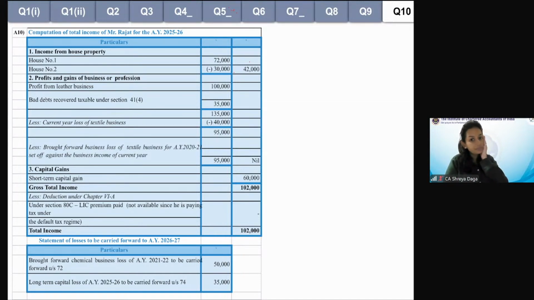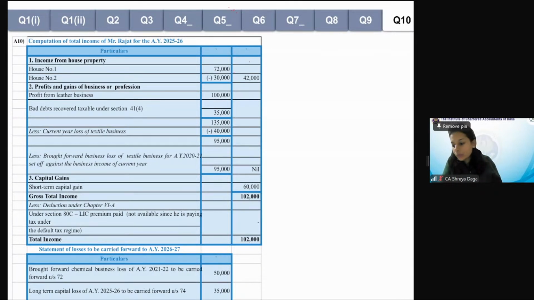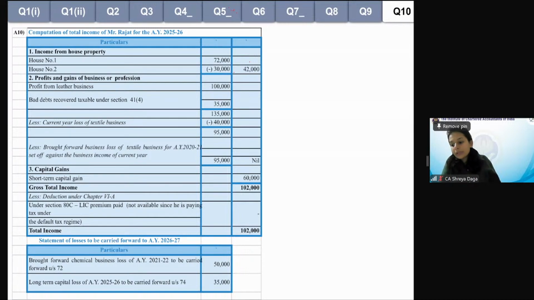Okay. Is it okay? Thereafter, whatever remains out of textile business, chemical business, those losses will be carried forward. Then we have short-term capital gain and long-term capital loss. Long-term capital loss we know will not be set off. So short-term capital gain will go into the income part and long-term capital loss will go into the carry forward part. So gross total income we have calculated.